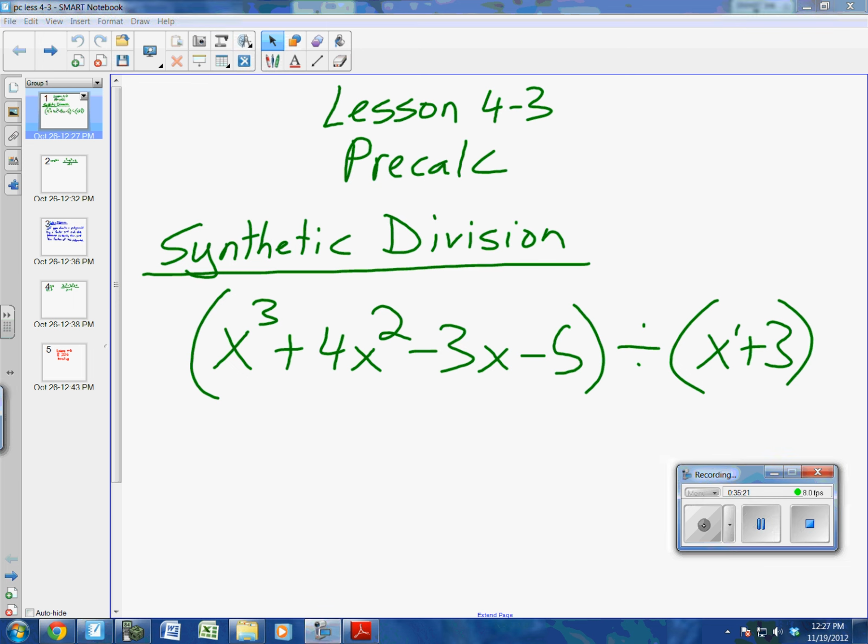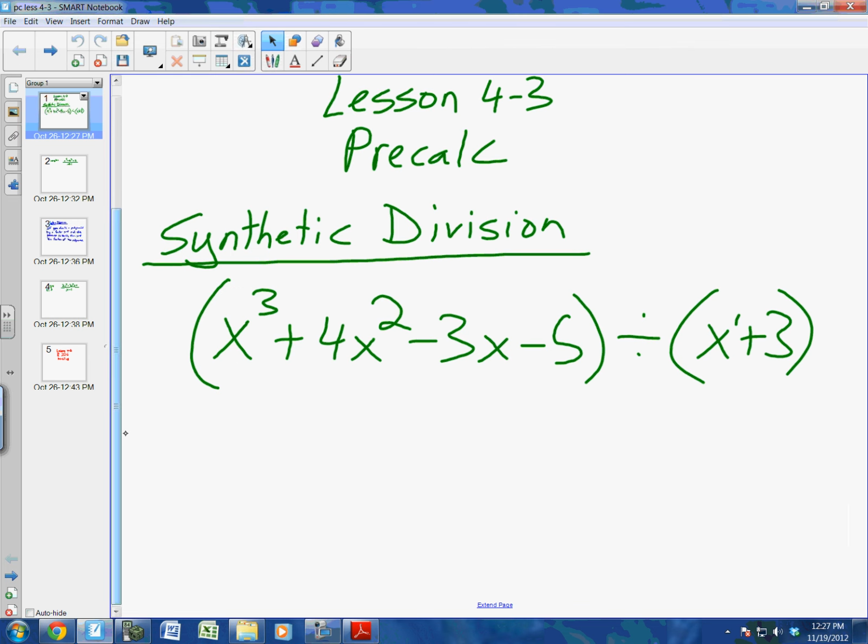So everybody got the objective down? You review synthetic division and understand the factor theorem. That's what we're going to do today. All right, so synthetic division. You see a problem like this where it's this cubic polynomial divided by x plus 3.